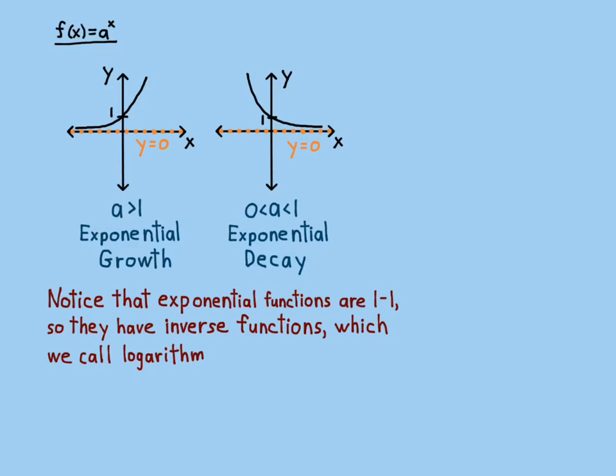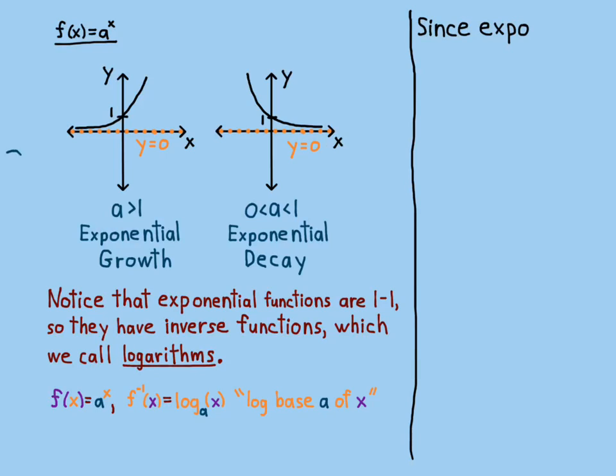Notice that either type of exponential function is 1 to 1. So that means that they have inverse functions, which we call logarithms, which we'll do in a later section. So f of x equals a to the x. If f of x is a to the x, then f inverse of x is log base a of x. That's how we read that, log base a of x. And that's just an aside. We'll see logarithms later.